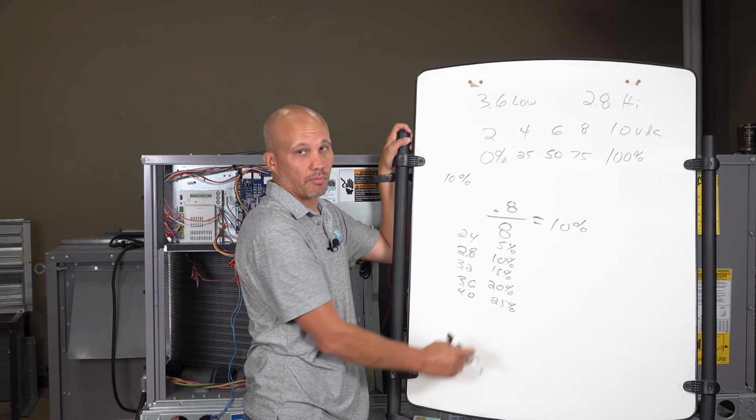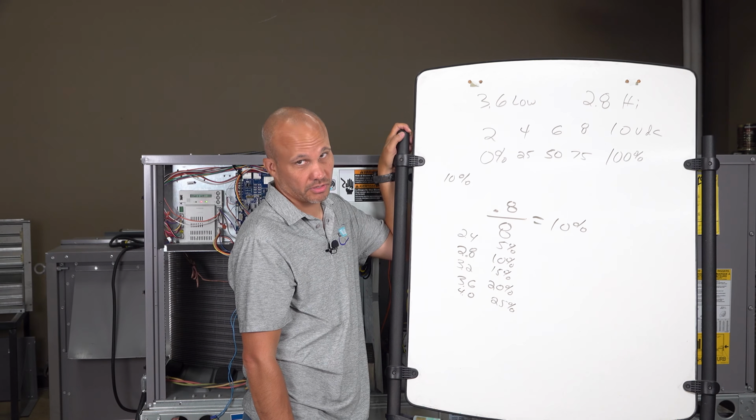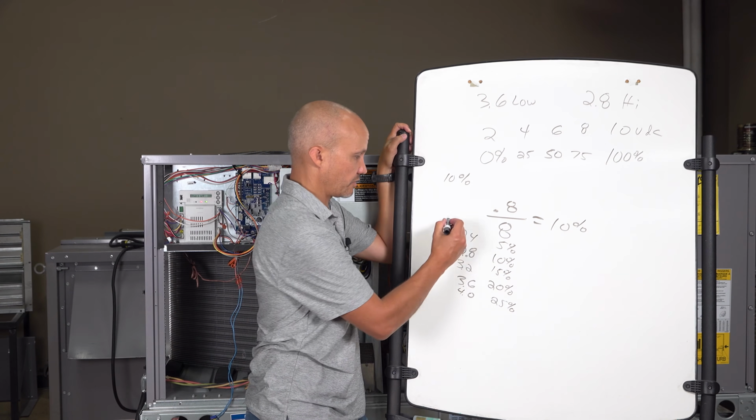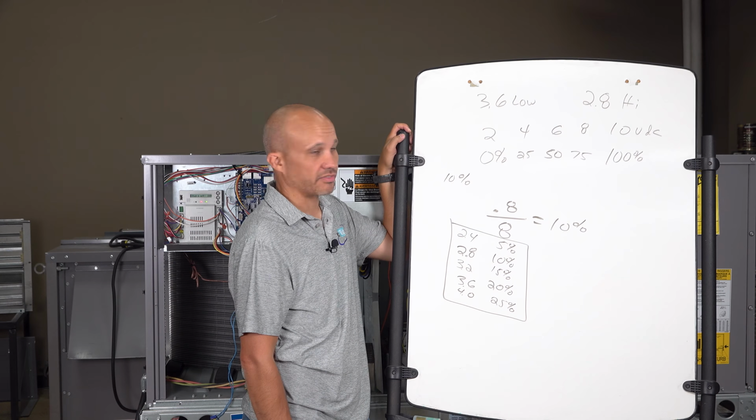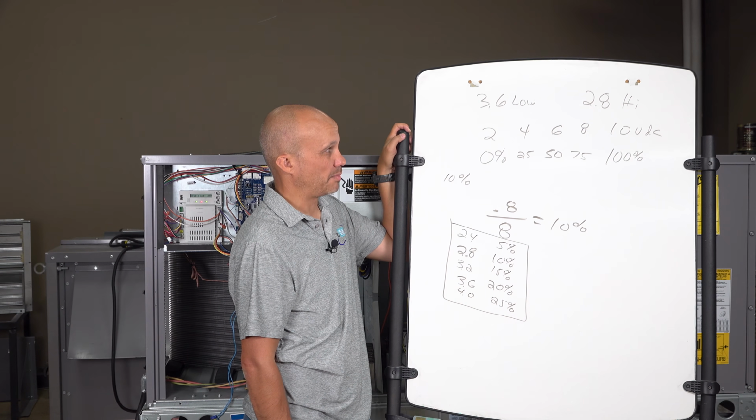And you probably should never have more than 25% on a rooftop economizer, so it can handle that anyway. So if you keep this in mind, or take a picture of that and save it, you don't have to really do this math ever again. But that's the way that works.